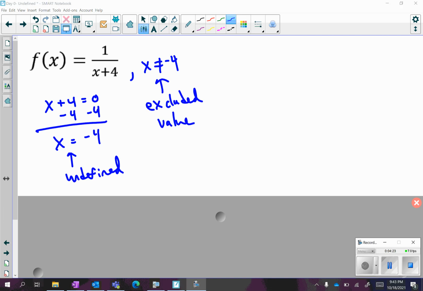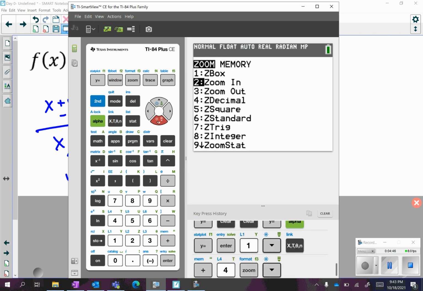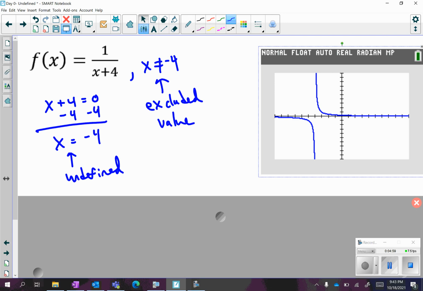Now let's take a look at what happens when you plug it into a calculator. 1 over x plus 4. In y equals at the top left, to get a fraction you hit alpha, y equals, and we have 1 over x plus 4. You're going to go to zoom, and you specifically want to hit zoom 6 to make sure our window is back to normal. And you get this weird graph. So let's take a look at what's happening here.